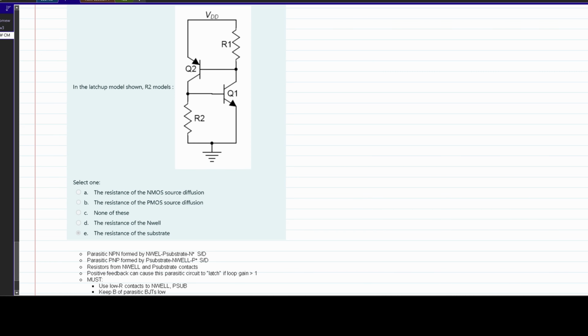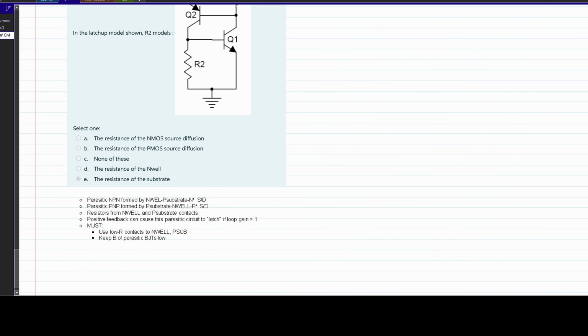In the latchup model shown, our two models what? Well, we can select 5 different things, so let's be very careful here. If we look at the notes that are in the playlist for this material on the channel, we have the following right here that we can find.